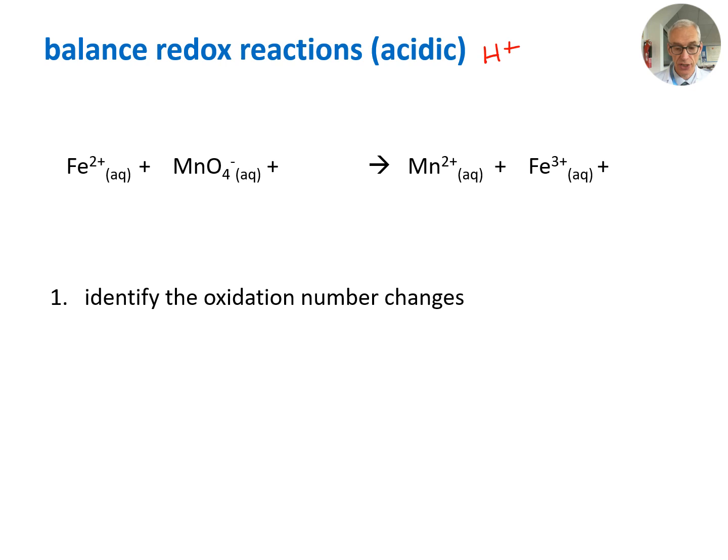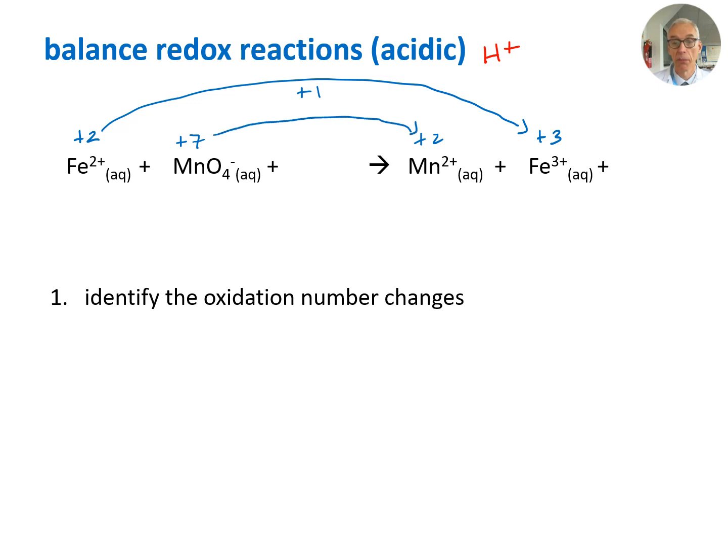So the first thing is to identify the oxidation number changes. So iron here is +2, it goes to +3, so that's a change, not difficult, of +1. Manganese in the manganate 7 ion is obviously +7, here it's +2, so this is a change of minus 5. So I've identified the oxidation number changes as in the simpler example on the previous slide.